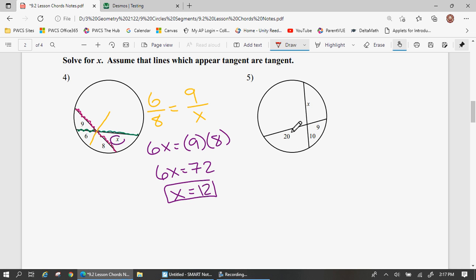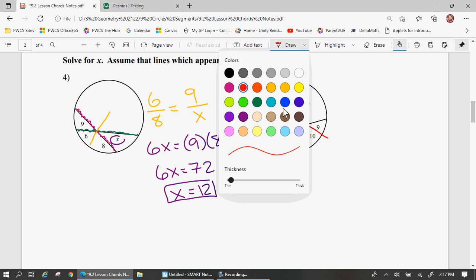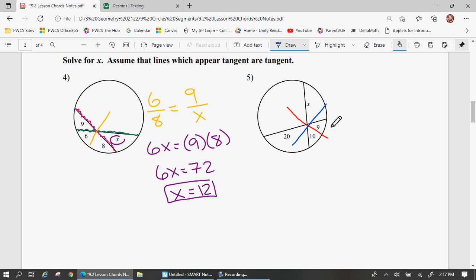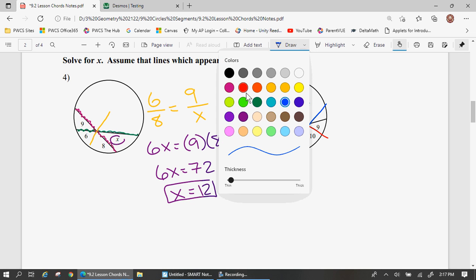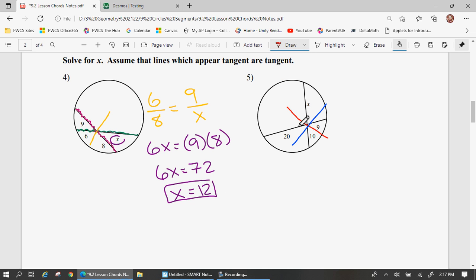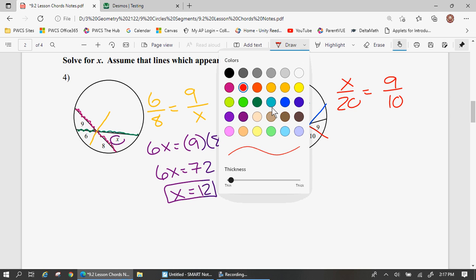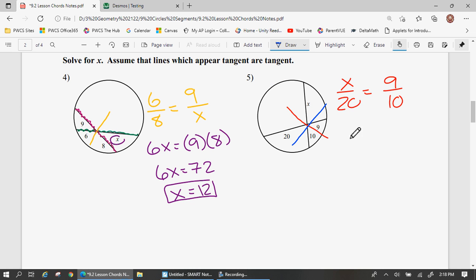So if I look here, I have two chords. I can draw this line any couple of ways, whichever way feels natural to you, through that intersection point, so that we can get fractions. You can draw the line this way, red, or this way, blue. Your proportions will look a little different, but you'll end up getting the right answer. Let me show you how the proportions look depending on which color you did. So red, I'd get x over 20, and 9 over 10. If I did it in blue, I could get 20 over 10 and x over 9.